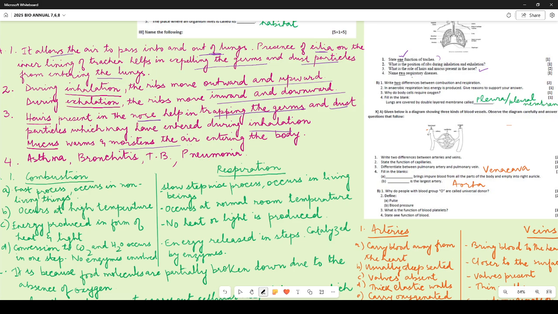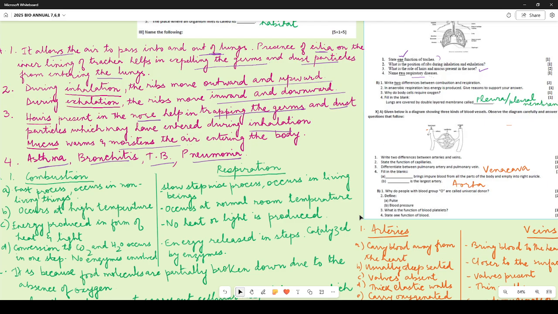Name two respiratory diseases. So they have to be related to respiration. So you can mention any of them. Asthma, bronchitis, TB, pneumonia, either of these. You just need to mention two of them.